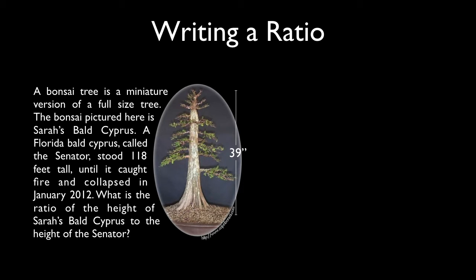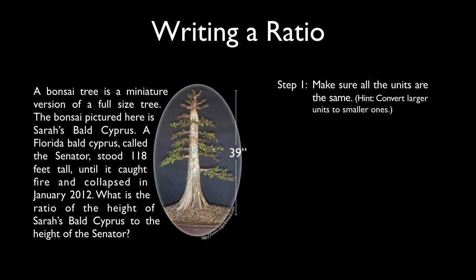Well, I figure considering the fact that we're in Japan, let's go ahead and look at some bonsai trees. This is Sarah's bald cypress. It's 39 inches tall. And let's compare it to the senator, which is 118 feet tall. So how do we go about writing a ratio?